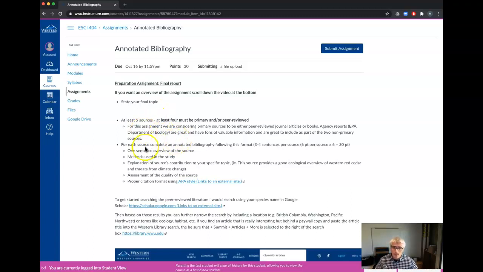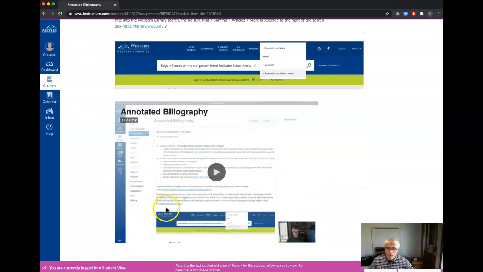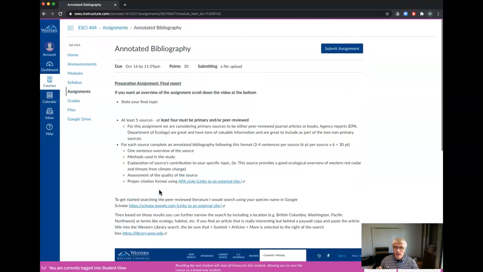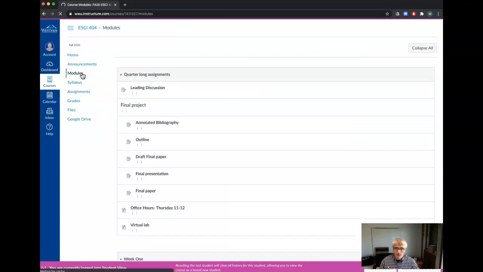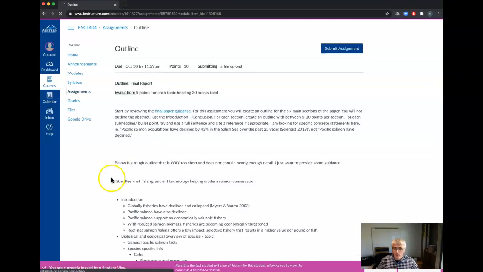For the annotated bib, you're doing 3 to 4 sentences on each source, and I lay out pretty directly what I'm expecting. There's a video here to help you walk through what's expected in the annotated bibliography, additionally how to search the literature and some tips and tricks that I find very helpful. I encourage you to watch that video, and if you base your assignment on that, you'll do well. That's due on the 16th, relatively early, followed by an outline.